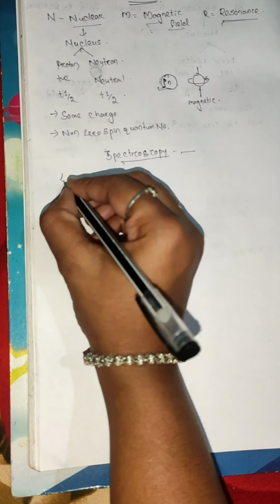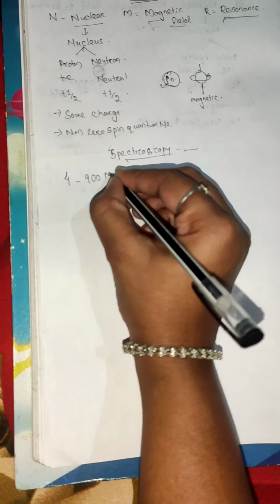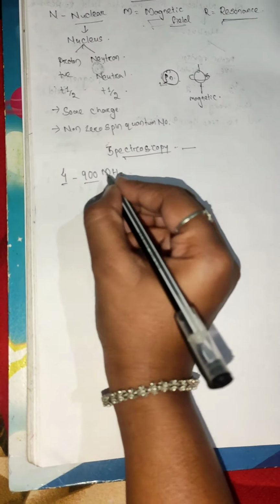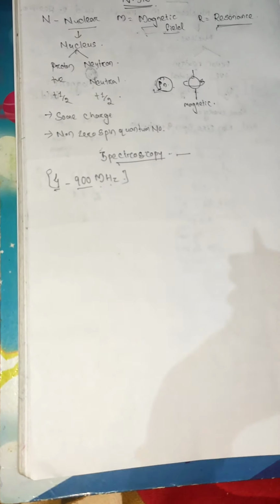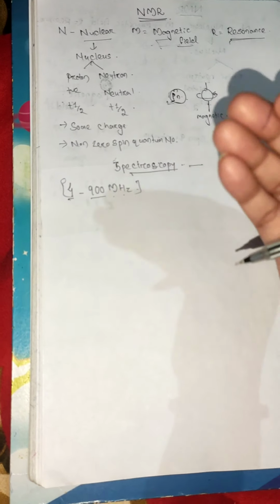In short, NMR is a spectroscopy technique which is based on the absorption of electromagnetic radiation in the radio frequency region, that is 4 to 900 megahertz, by the nuclei of the atoms. That means the nuclei absorb some radio frequency which lies between 4 to 900 megahertz, and the study of this technique is known as NMR spectroscopy.